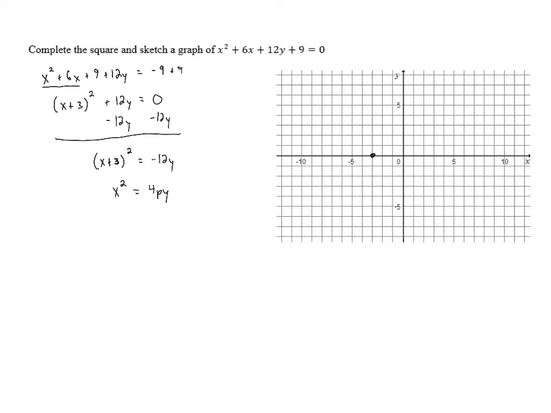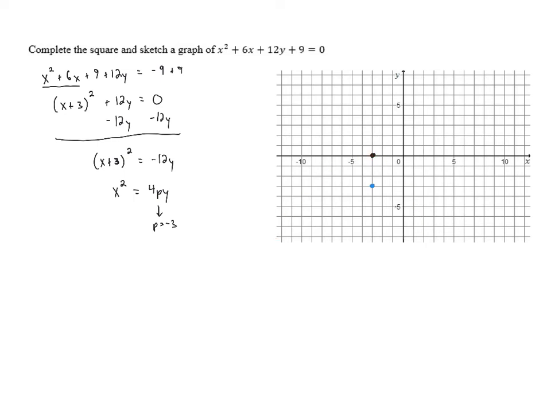And then, because 4p is equal to negative 12, that tells us that p is equal to negative 3. And so also, because it was x squared equals 4py, this is one that's opening vertically. And because p is negative 3, that means that the focus is actually going to be 3 units downward. So the focus is going to be right about there. And we've got a parabola that's opening downward.